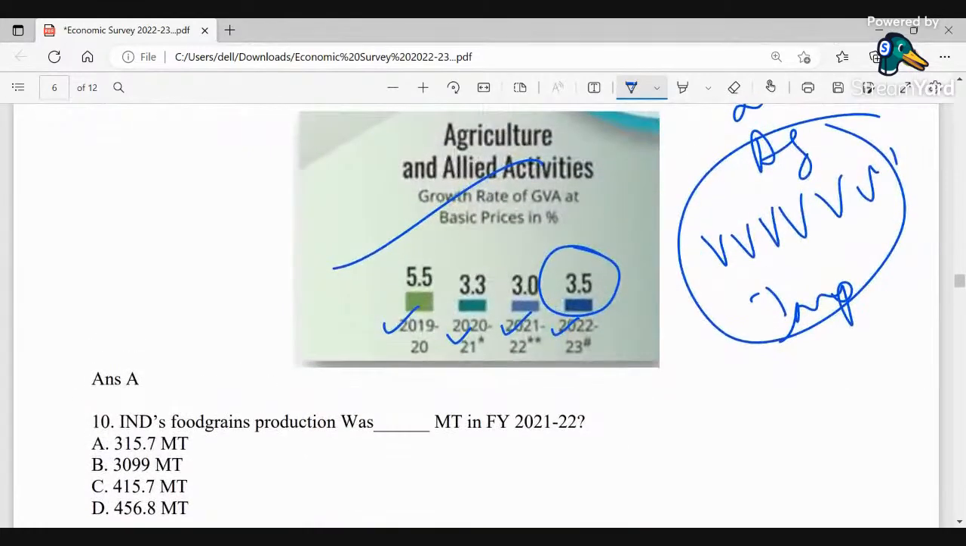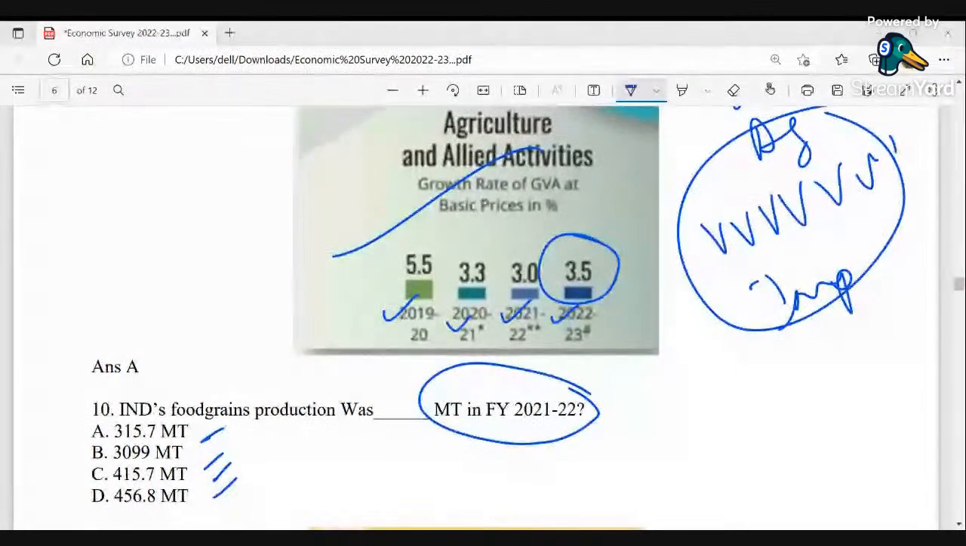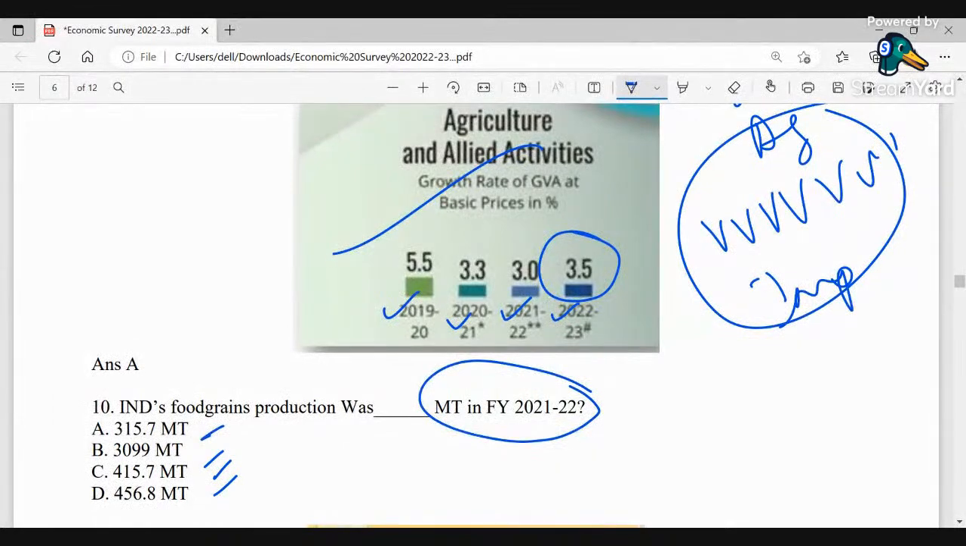Okay, next, India's food grains production was how many metric tons in financial year 21-22? Does anyone know who has read the Economic Survey? Anyone want to attempt this question number 10? India's food grains production was how many metric tons in financial year 21-22? No one? Okay, chalo, I will tell you the answer.